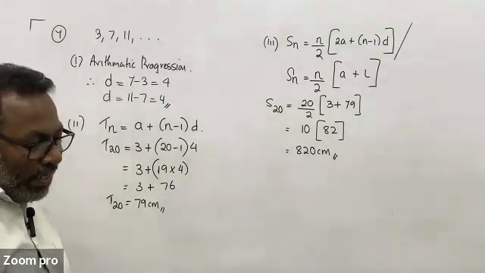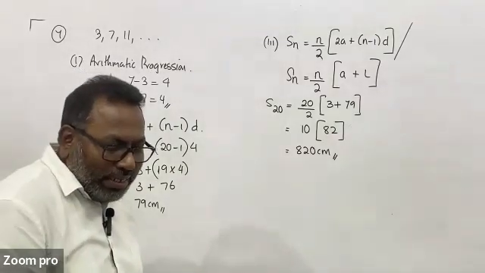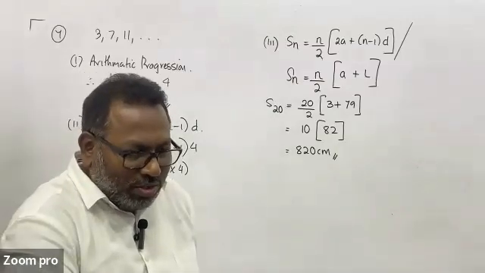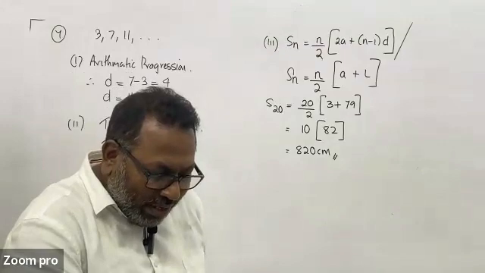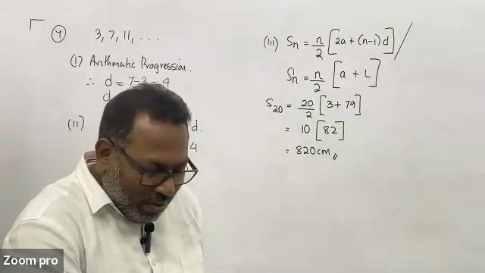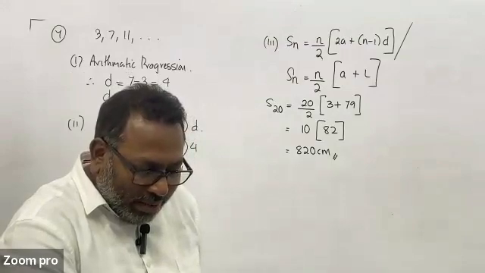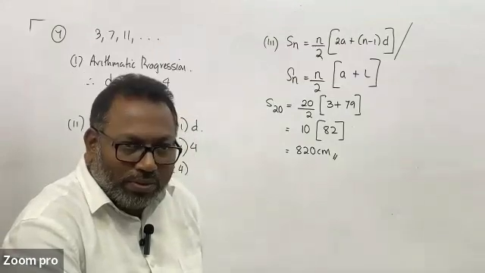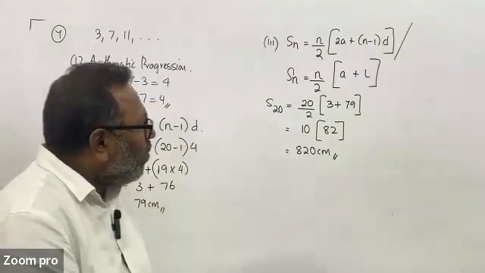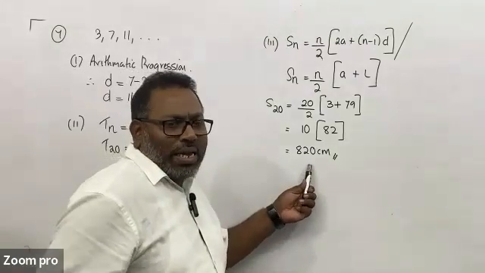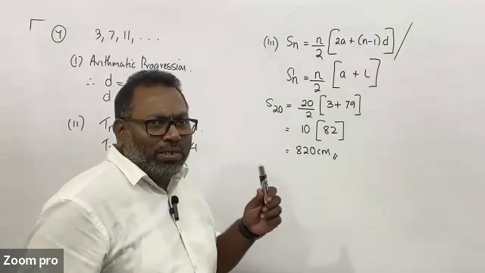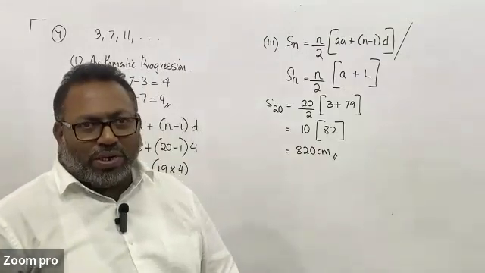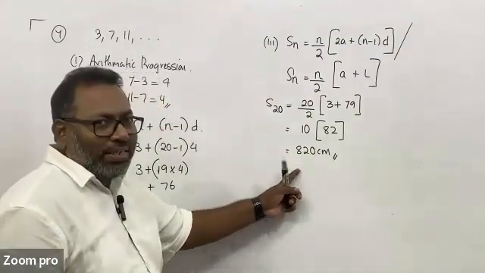Then they are saying if the price of 1 meter of ribbon is 80 rupees, find the total cost. Now, they have given the length to you in centimeters, but the price of the ribbon is per meter. 1 meter is 80 rupees. So here you have 820 centimeters. Please be very careful. Don't take 820 and multiply by 80 rupees. Your answer will be wrong. First, you convert the length into meters.